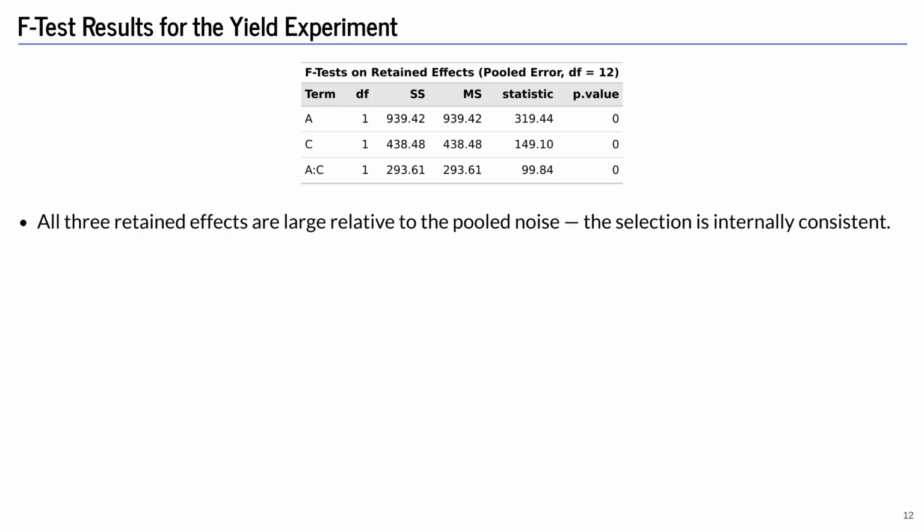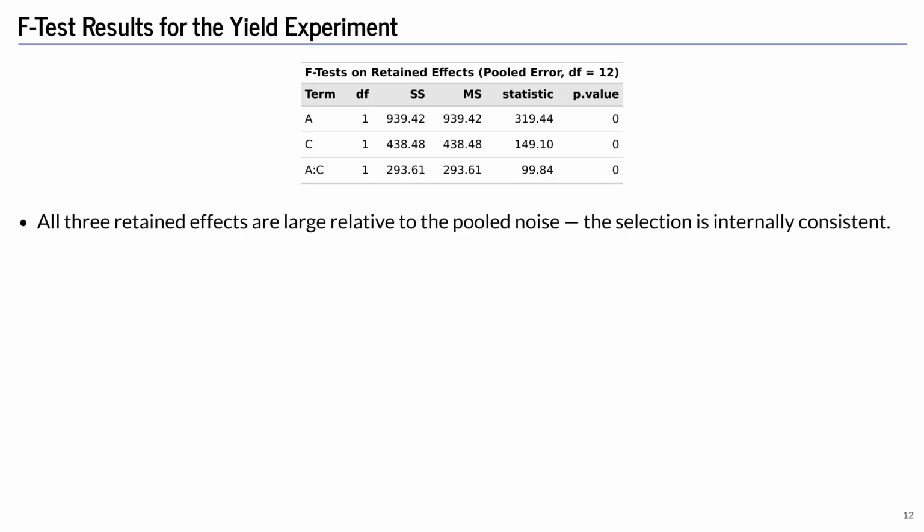Here are the F-test results. Temperature, F equals 319, p-value rounds to 0. Reaction time, F equals 149, p-value rounds to 0. The interaction, F equals 99.8, p-value rounds to 0. Every one of these is enormous. The smallest, the interaction at 99.8, still means the interaction mean square is 100 times the noise. These are not borderline cases. The active effects are so far above the noise floor that the consistency check passes with no ambiguity.